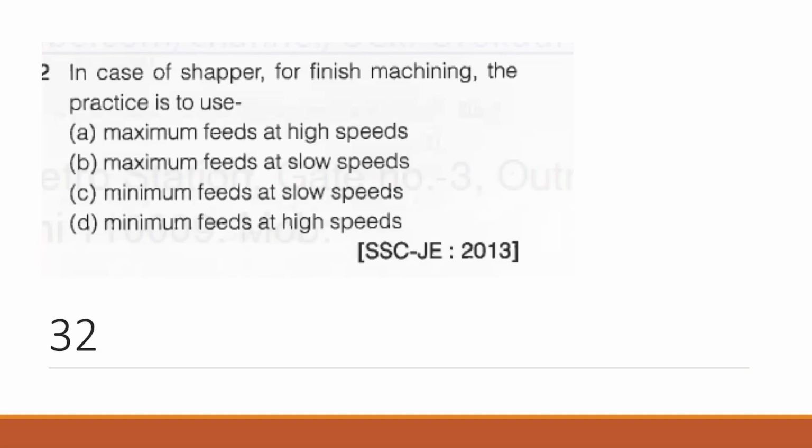Now the next question, 32. In case of shaper, for finish machining, the practice is used to: option A, maximum feed at high speed; maximum feed at low speed; minimum feed at slow speed; minimum feed at high speed. And the correct answer is D, minimum feed at high speed. So in case of shaper, for finish machining, the practice is to use minimum feed at high speed.